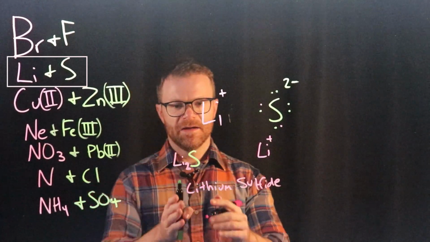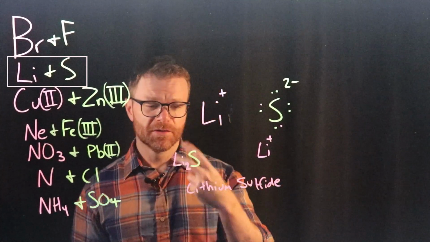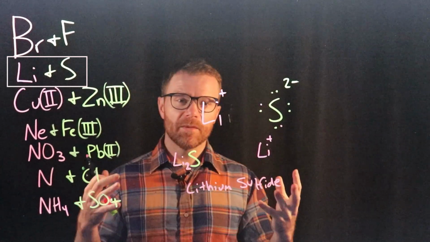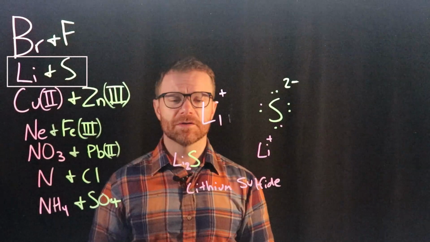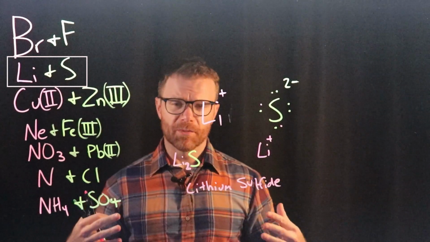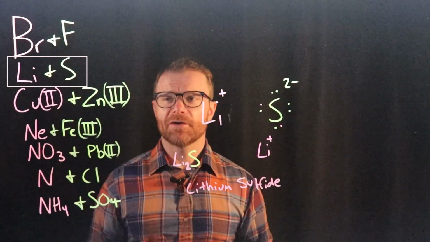Now, why not dilithium sulfide? Because there's 2 of them. Well, remember, with ionic compounds, there's really only one way to put this compound together, and that's 2 lithiums and 1 sulfur. So we don't need to mess around with those number prefixes, di, tri, etc.